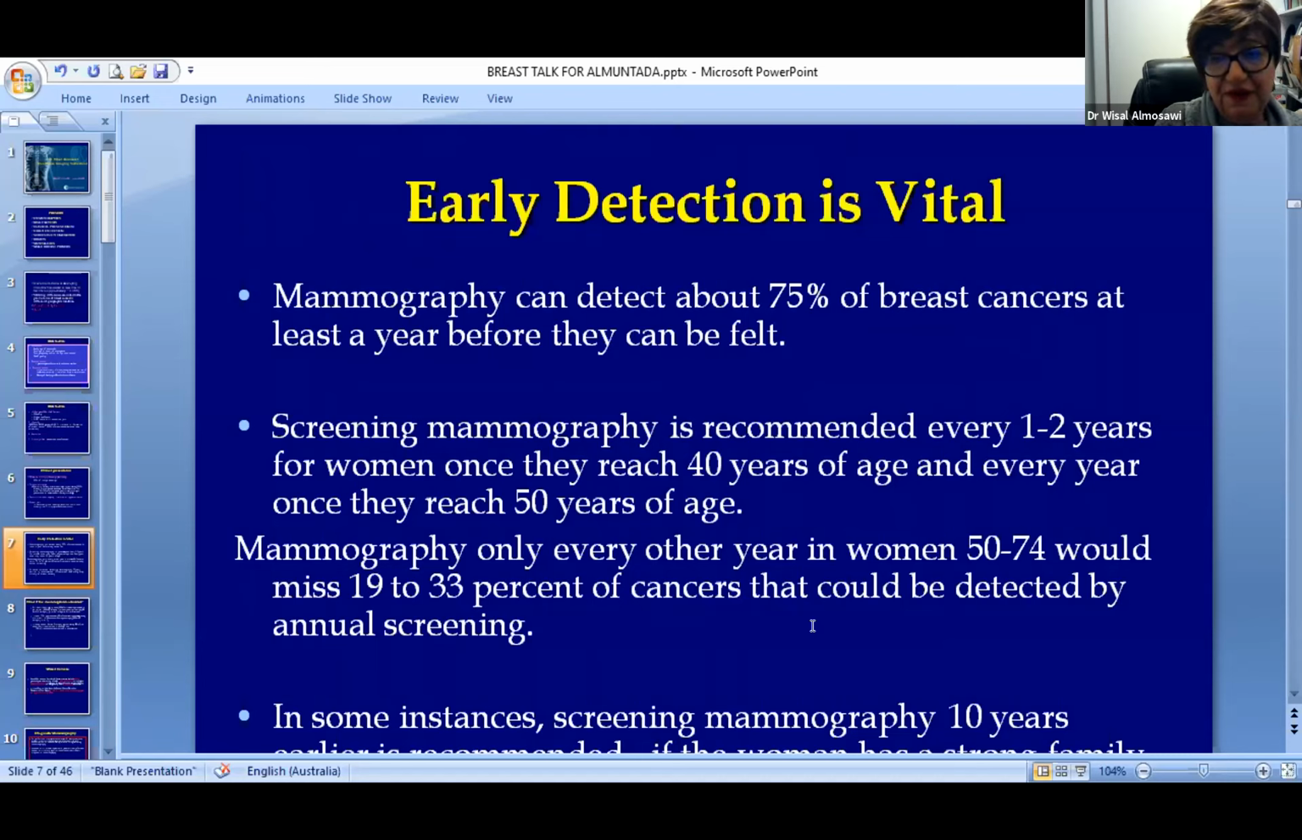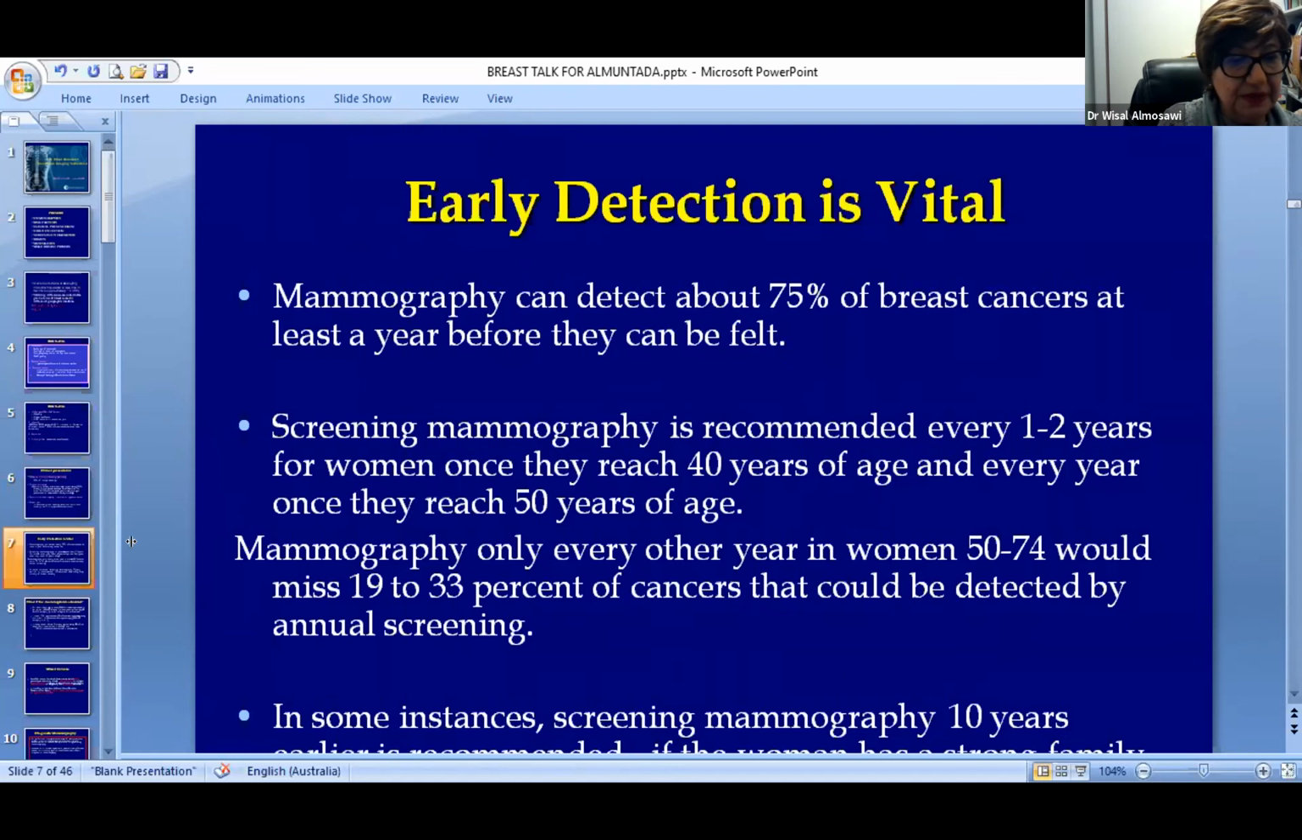Early detection is very important and vital for breast screening. If we follow the patient with mammography, it can detect 75% of cancers at least a year before they can be diagnosed clinically. And that's why it's so important to do screening.